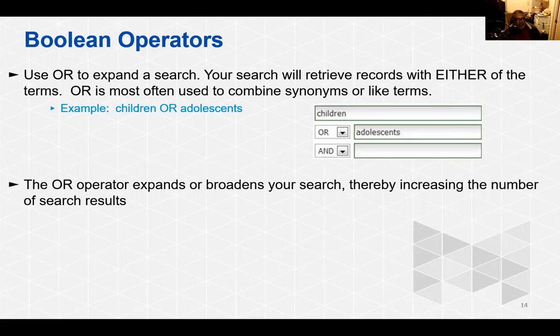Use the or to expand your search. Your search will retrieve records with either of the two terms or more terms. Or is most often used to combine synonyms or like terms. The OR operator expands or broadens the search, thereby increasing the number of search results. An example is children or adolescents.